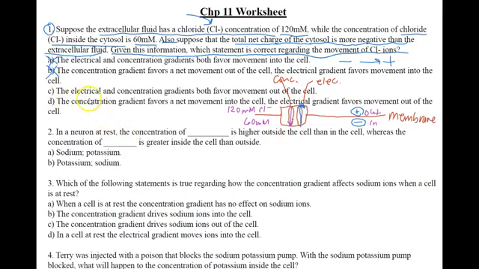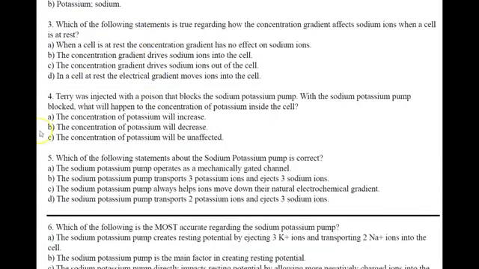Letter C. The electrical and concentration gradients both favor movement out of the cell. Again, that's incorrect. The concentration gradient is going into the cell. So automatically, D has to be the correct answer. The concentration gradient favors a net movement into the cell. The electrical gradient favors movement out of the cell. All right, let's do another example. Let's do number 4 because it's kind of similar in this way. All right, let's go ahead and see.